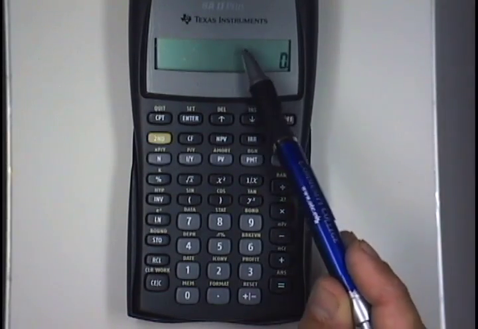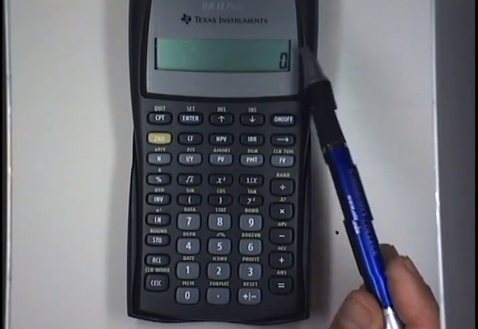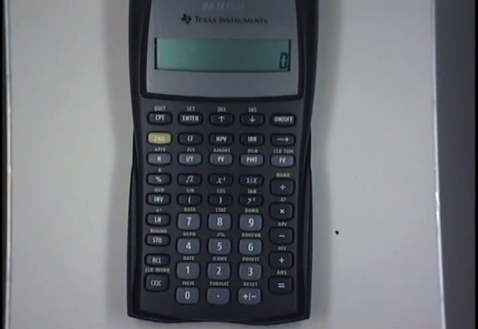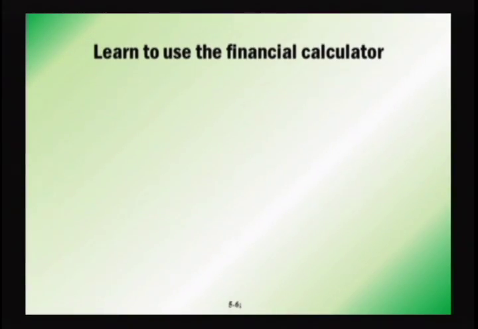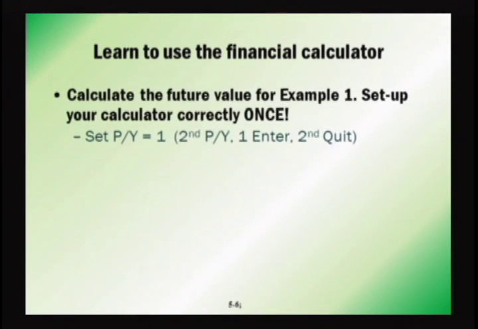The top right-hand corner of your screen, there should be nothing. If it says BGN, you will need to look at your owner's manual and switch to end mode. The calculator comes set in the end mode, so we'll leave it the way it is. The BGN will give you some inaccurate results.